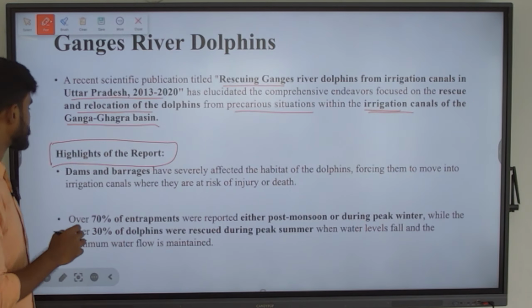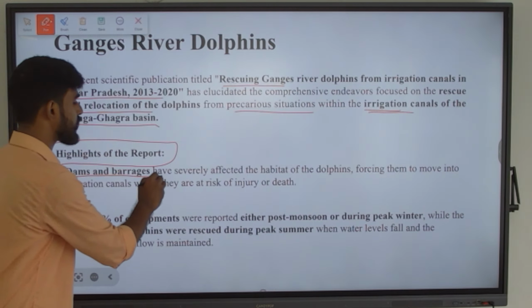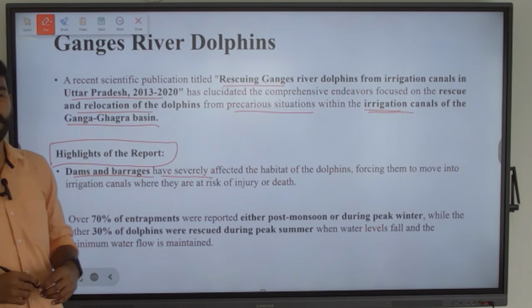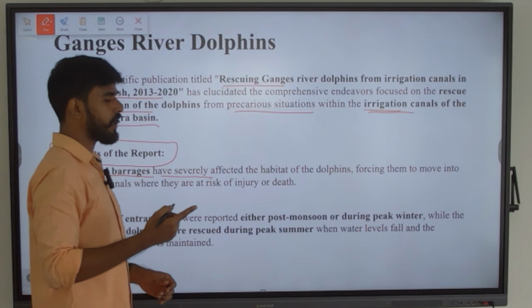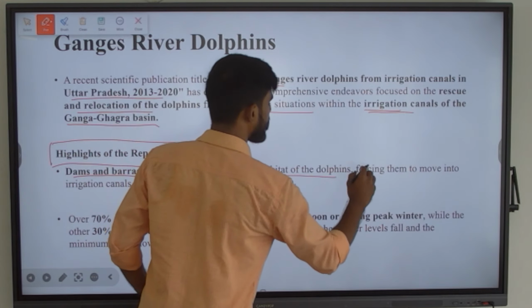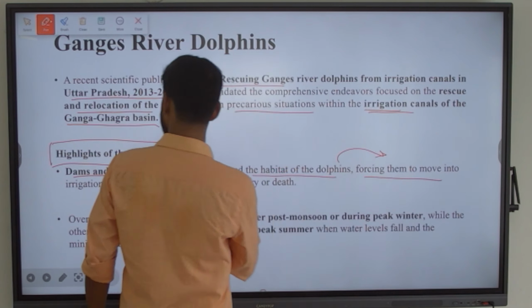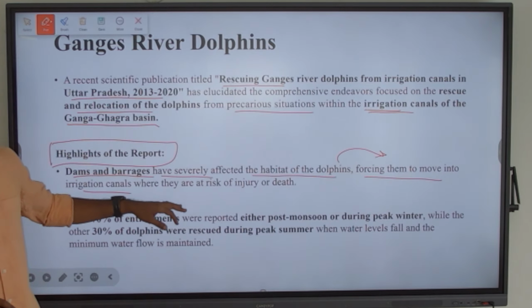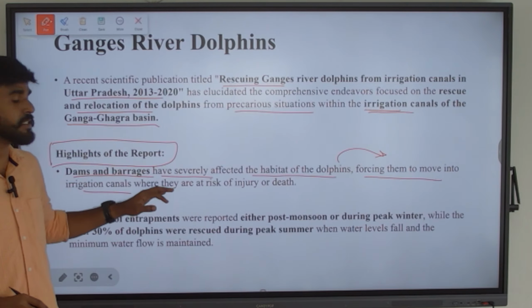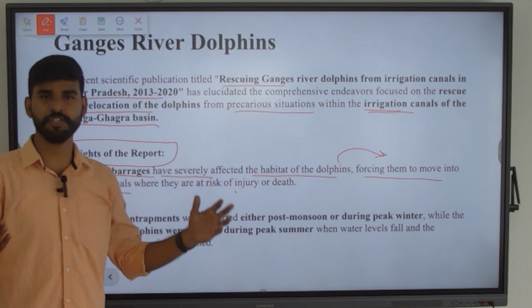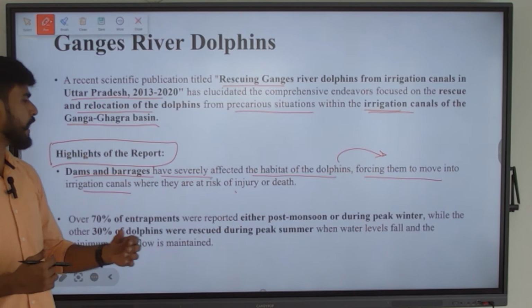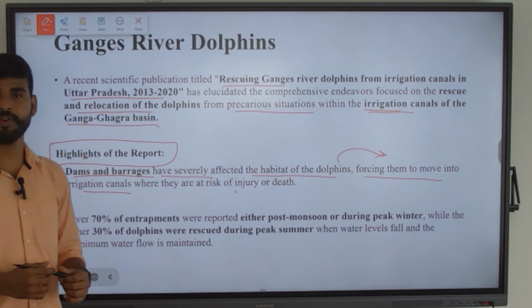First thing is they are saying dams and barrages have severely affected the habitat of dolphins. So, how have they affected the habitat? Because they force them to move into irrigation canals where they are at the risk of injury and death. They do not have sufficient water to swim, so they are at risk of injury and death.